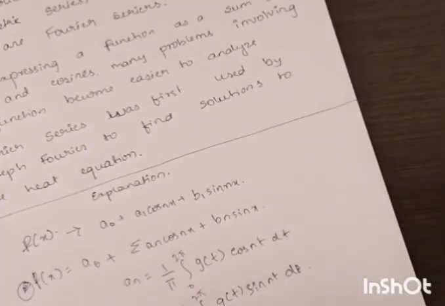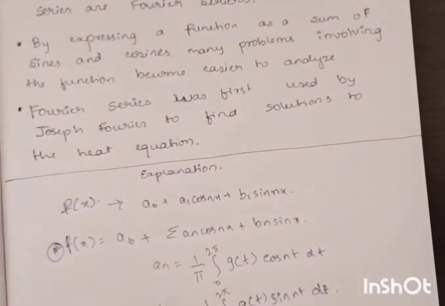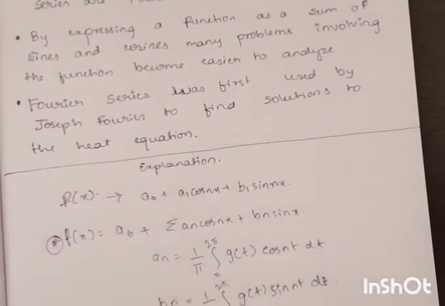Now the third point is why we are using Fourier series. Because by expressing any function f of x as a trigonometric series, we can analyze the problems very easily and also understand them. Fourier series was first used by Joseph Fourier to find the solutions of a heat equation.